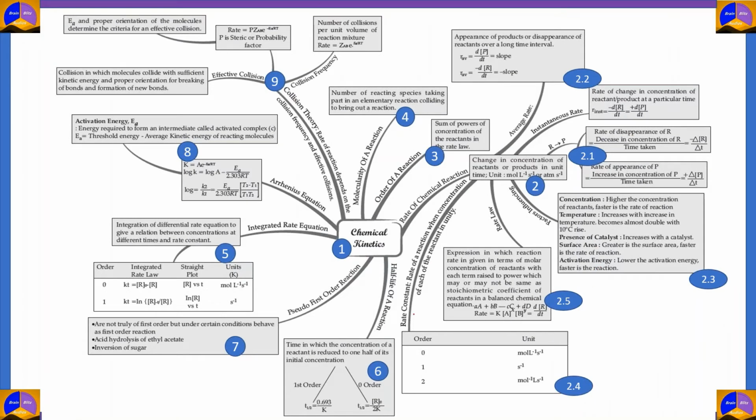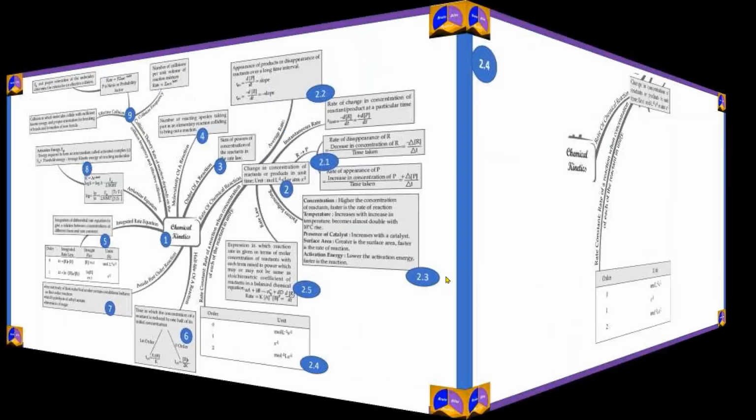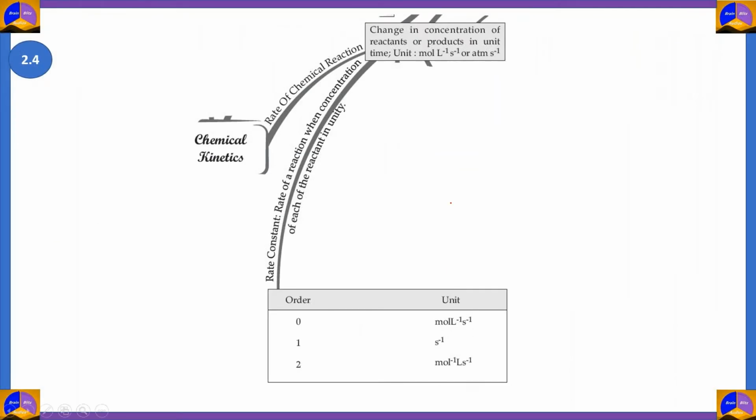Now let's move on to the rate constant. So what is the rate constant? Suppose we have a chemical reaction, A plus B will be converted to C plus D. So the rate constant is the rate of a reaction when the concentration of each of the reactants remains in unity. So suppose A has a concentration X and B has a concentration Y.